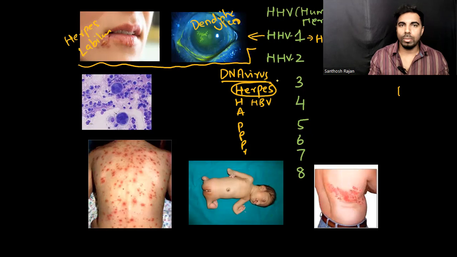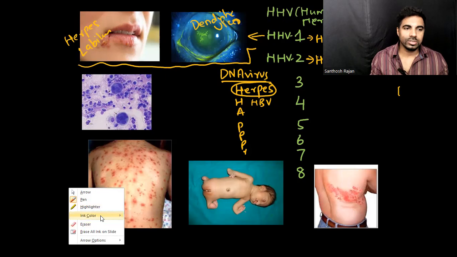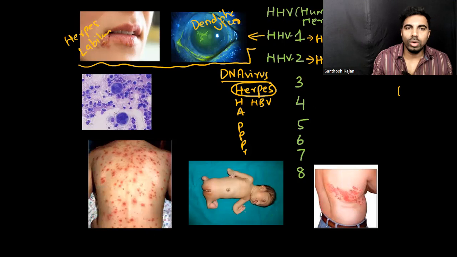These are common things. But what about HHV2? HHV2 is basically HSV-2, herpes simplex virus 2. What does it cause? You must know by this time. It basically causes vesicles, right? HSV-2 causes the vesicles. It's an STD.